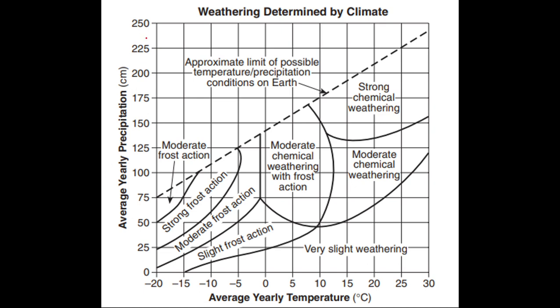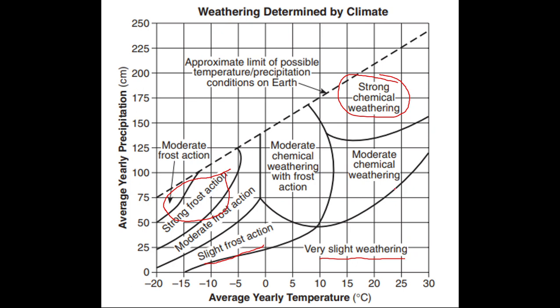So you could see the more rain you have and the warmer the temperatures, you get more chemical weathering. The colder the temperatures, but you still need water, right? The more water, you get more frost action. Less water, you only have a little bit of frost action. Okay, and when you have warm temperatures and no rain, you don't get much weathering at all. So things tend to stand up and last for a long time.